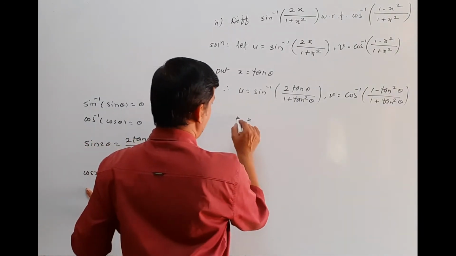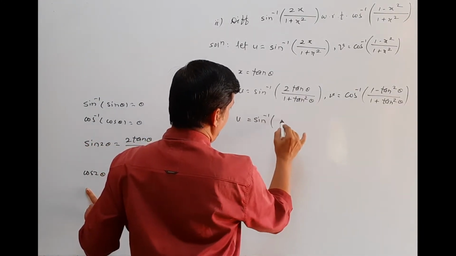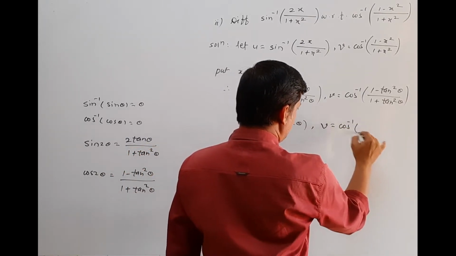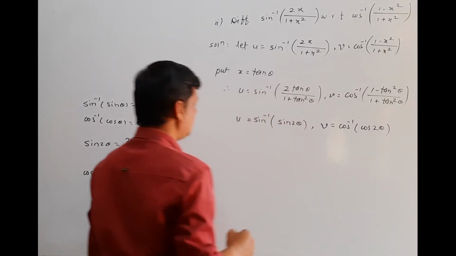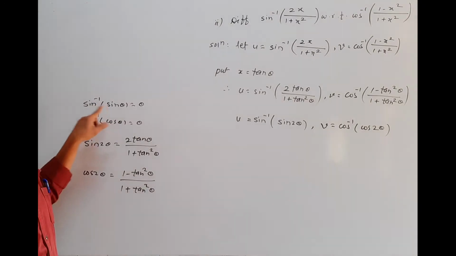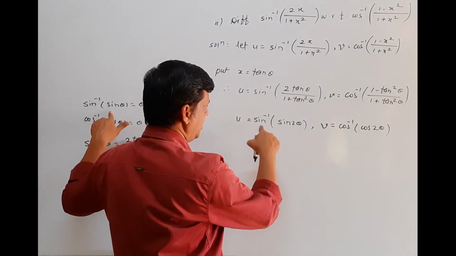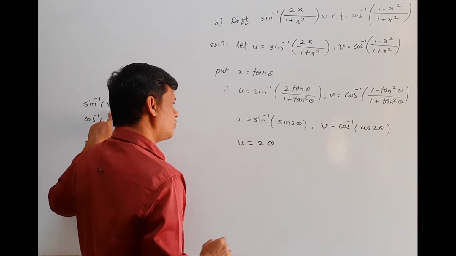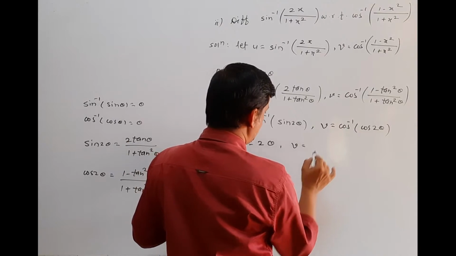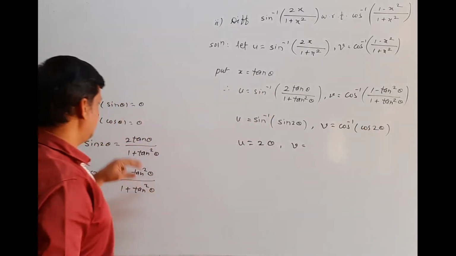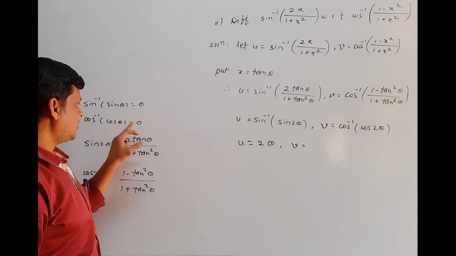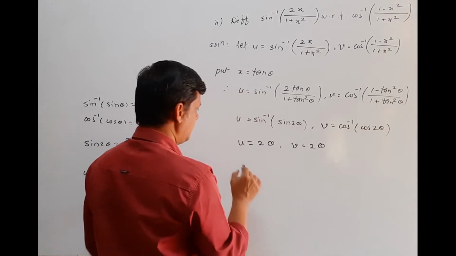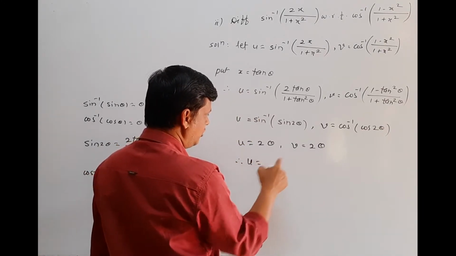So we write u is equal to sin inverse of sin 2 theta, v is equal to cos inverse of cos 2 theta. So applying this property, sin inverse of sin theta is equal to theta, here sin inverse of sin 2 theta is equal to 2 theta. So we get u is equal to 2 theta. V is equal to, here also cos inverse of cos gets cancelled. We get cos inverse of cos theta is equal to theta. So here cos inverse of cos 2 theta is equal to 2 theta. So from this we write u is equal to v.